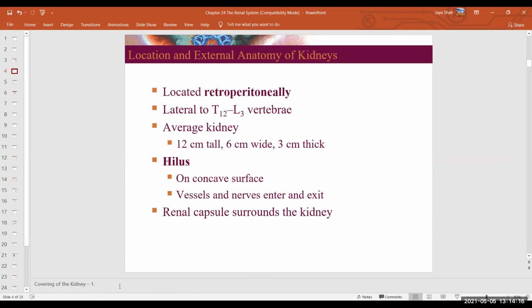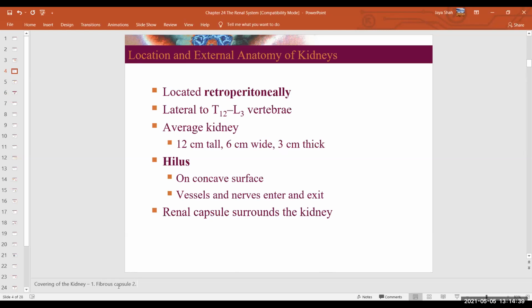The outermost covering of the kidney is fibrous capsule, because it has no peritoneum. So the chance is high that it can be prone to infection. That's why there are 3 layers of covering. There is fibrous capsule first. After that, outside of the fibrous capsule, there is number 2.